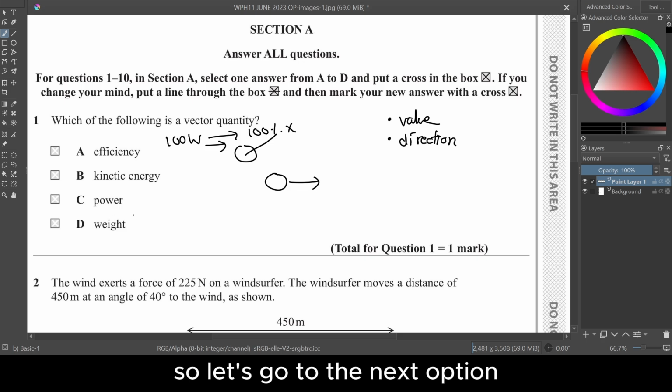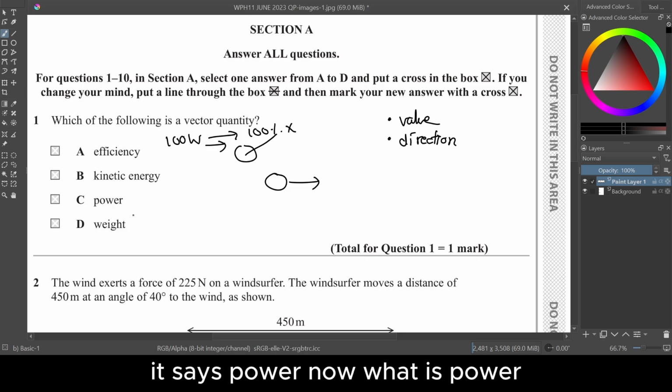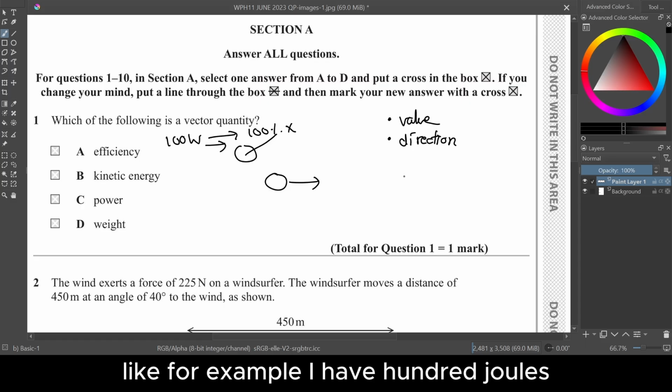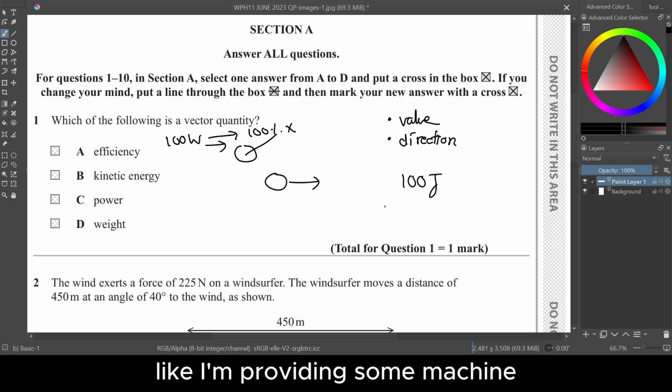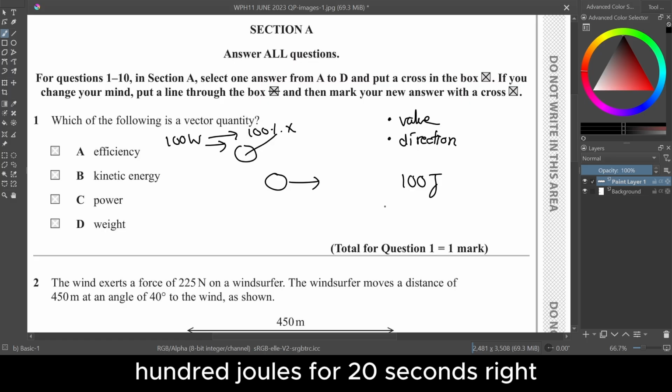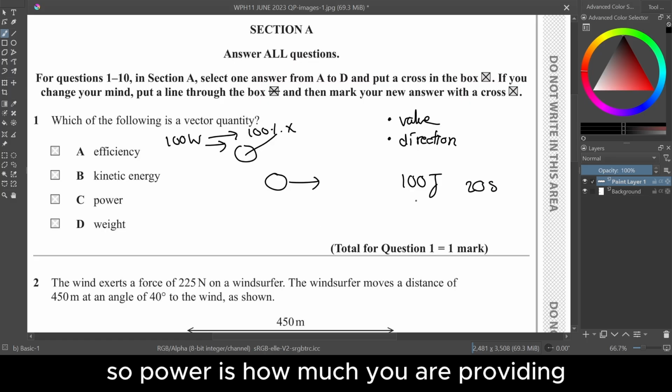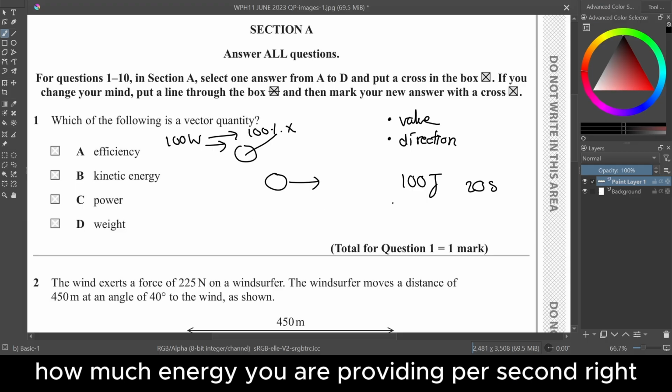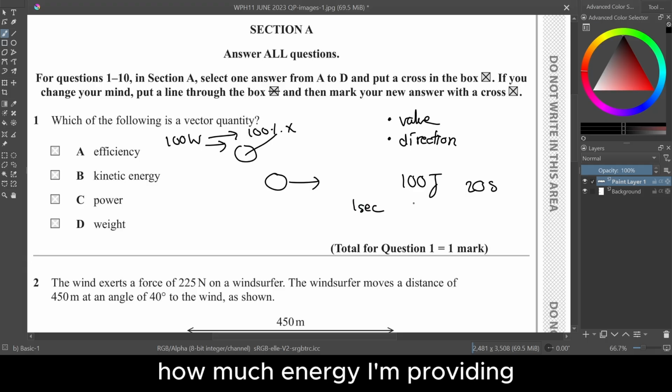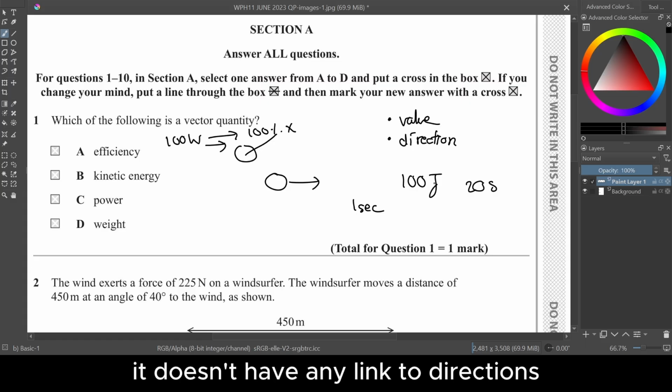So let's go to the next option. It says power. Now what is power? For example, I'm providing some machine 100 joules for 20 seconds, right? So power is how much energy you are providing per second. For 1 second, how much energy am I providing? That's it. It doesn't have any link to direction.